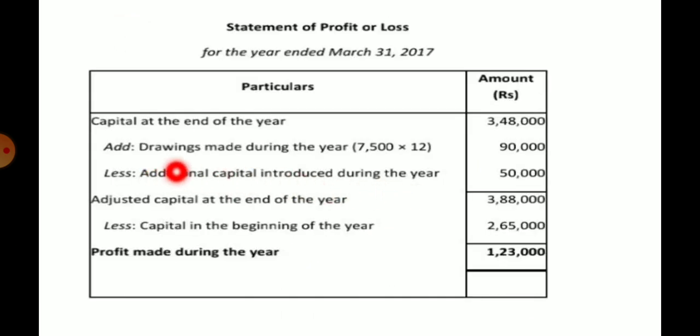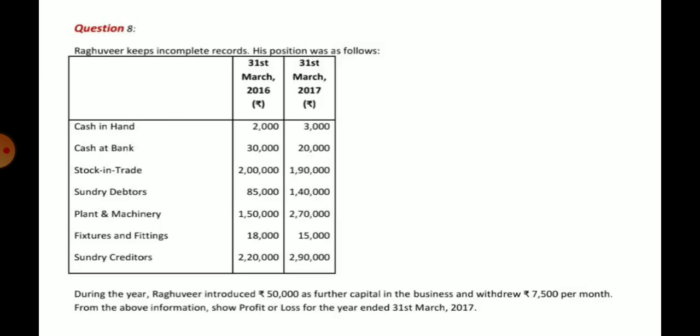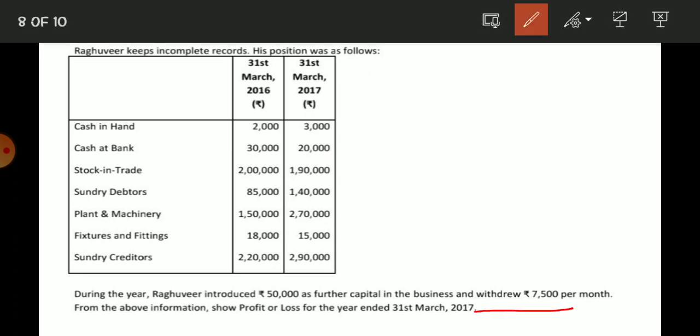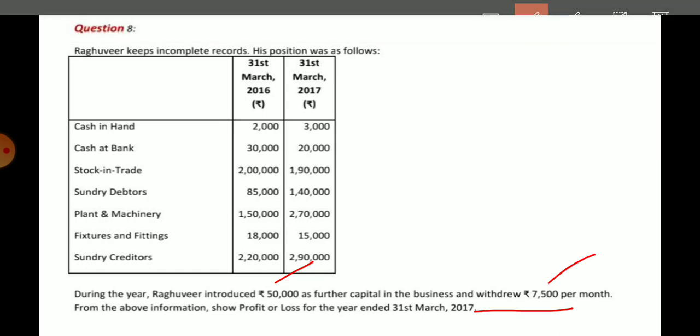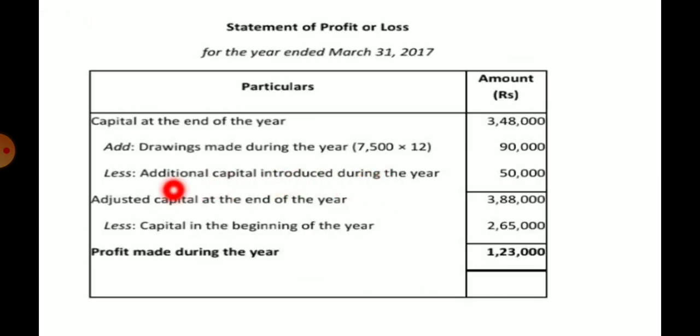Add drawing during the year 7,500 for 12 months. How do you know that? At the foot of the question, 7,500 per month is given. The further capital is also given, 50,000, which is additional capital and is deducted. So we get adjusted capital at the end of the year 3,88,000, less capital at the beginning of the year 2,65,000, and the profit will be 1,23,000 for the year.